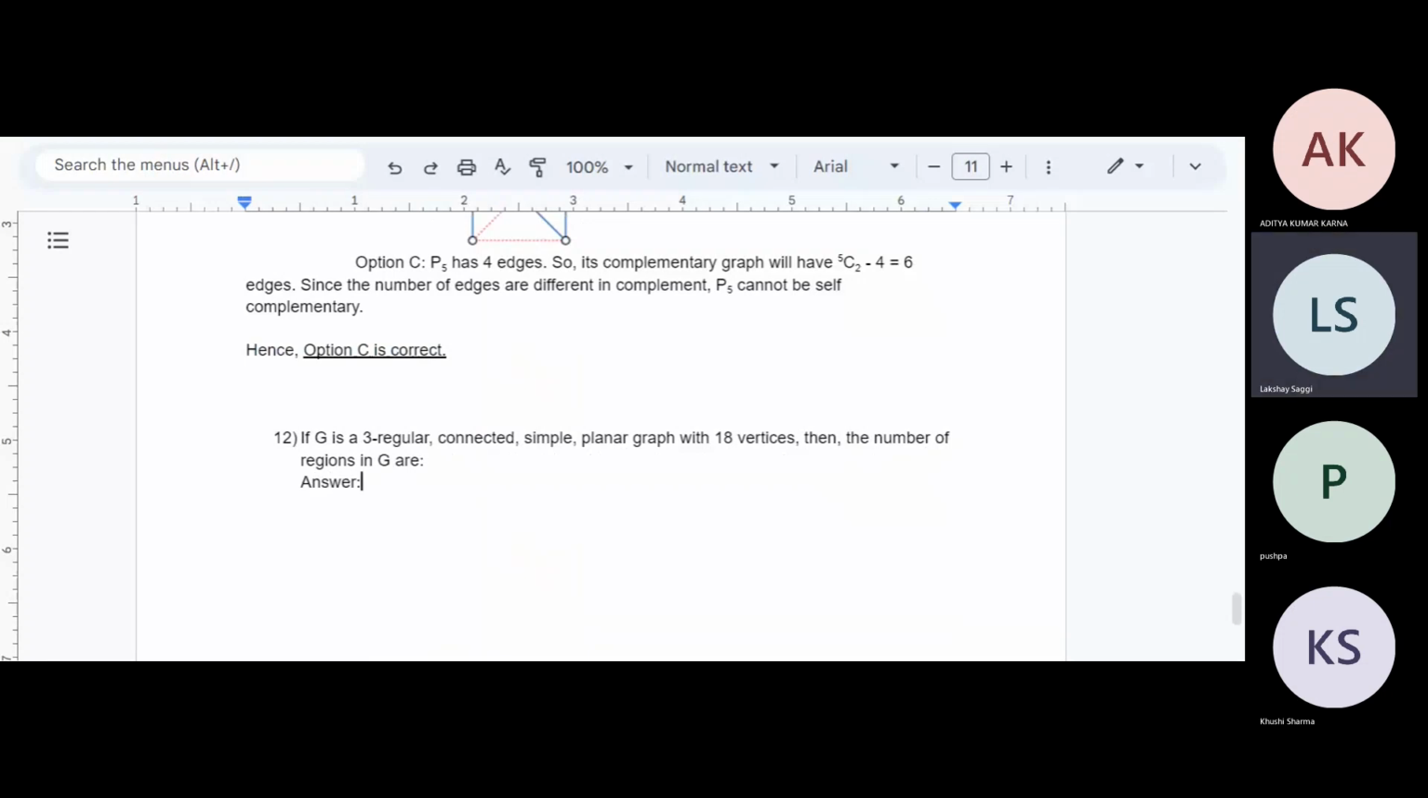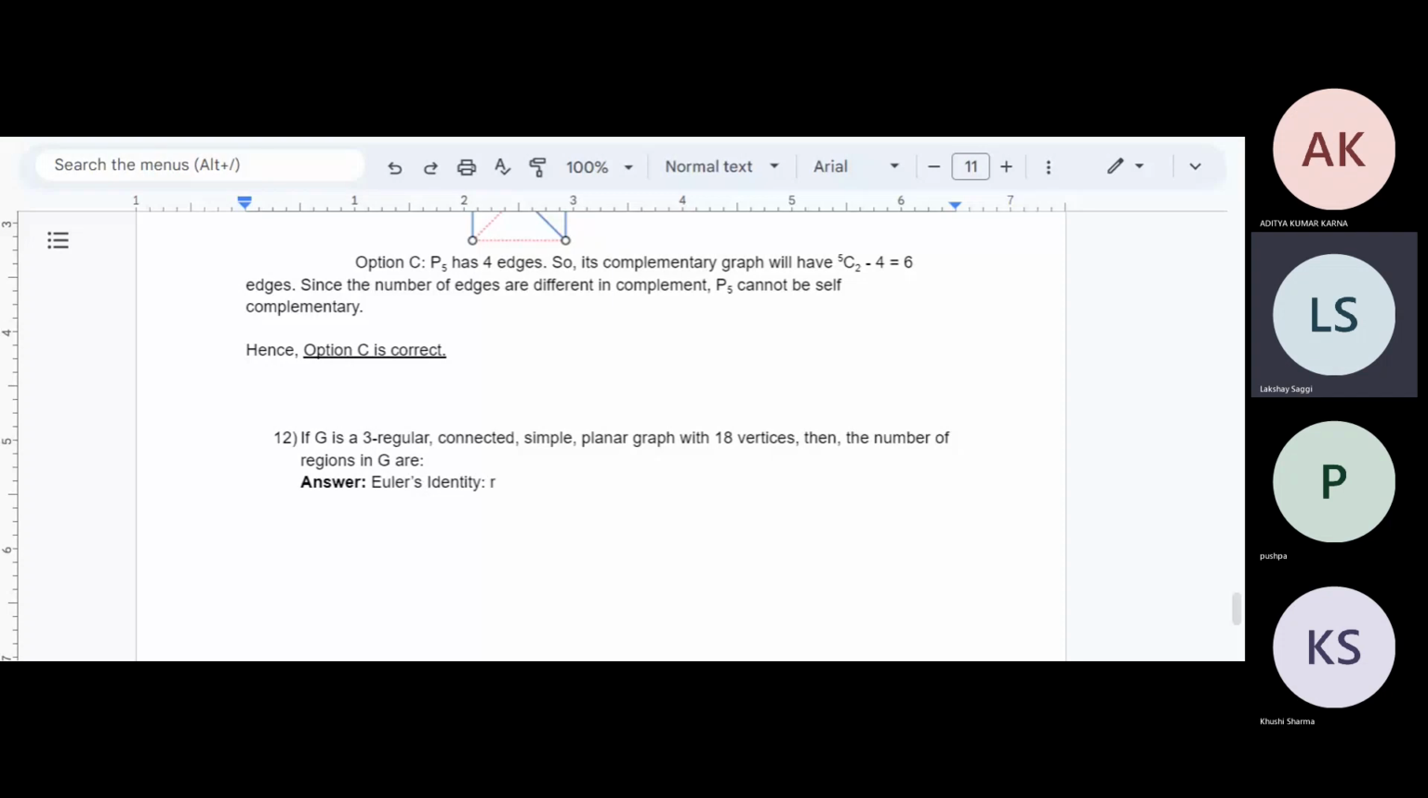So it is related to Euler's identity. If G is a 3 regular connected simple planar graph with 18 vertices, then the number of regions in G are? Would you like to try this out? It's a straightforward question. Maybe I'll just make you aware of Euler's identity.